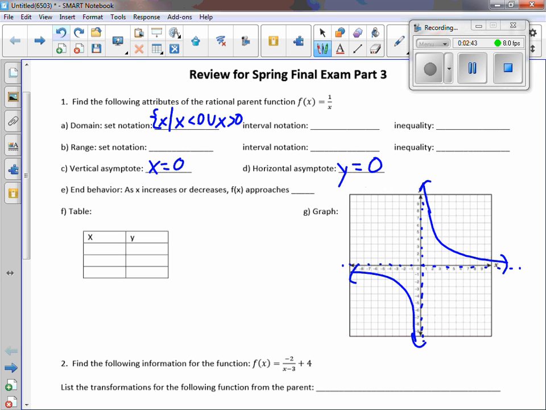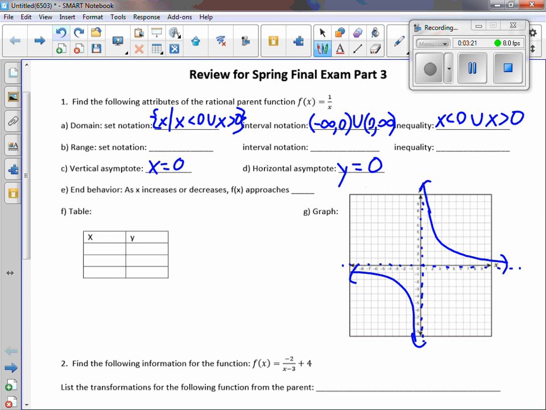Then we close it with the other squiggly line. Interval notation, we would go negative infinity to 0, union, 0 to positive infinity. Then inequality would be exactly like set notation, but without the squiggly lines. So x is less than 0, union, x is greater than 0.